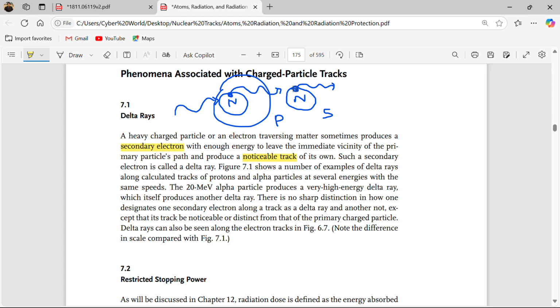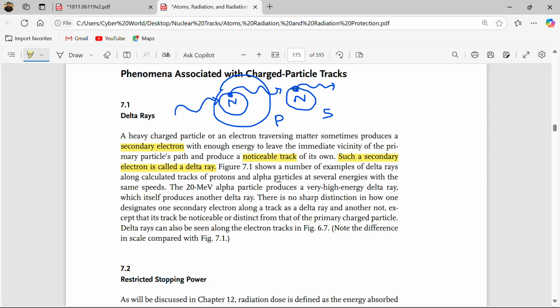Definitely, when your electron is removed from its shell, there is a vacancy and a noticeable track is formed. You can easily discover the track formed by these primary and secondary ionizations. Such a secondary ionization is known as delta rays, in which your primary ionization ejects an electron and makes a noticeable track. This process is known as delta rays.